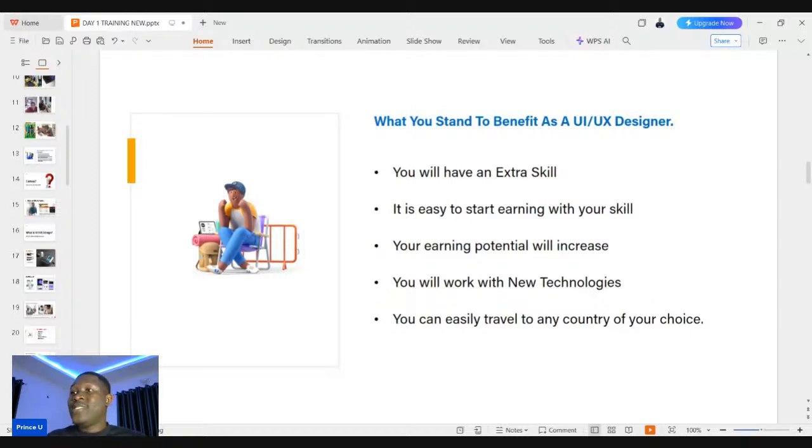Because if someone could just tell me about it and I jumped on that information and I ran with it, this is how far my life has changed. My life is still changing. The change is progressive, you understand? So if you learn this skill, what do you stand to benefit? What do you stand to benefit?